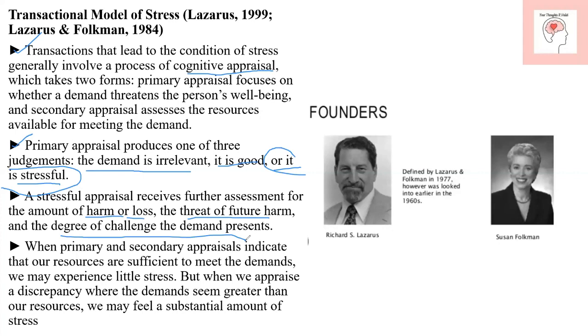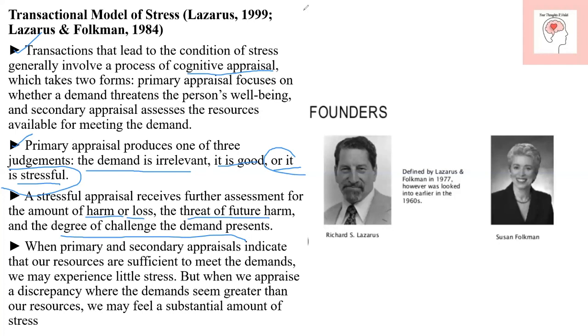Then, when primary and secondary appraisals indicate that our resources are sufficient to meet the demands, we may experience little stress. But when we appraise a discrepancy where the demand seems greater than our resources, we may feel a substantial amount of stress. Okay, so now when we have considered both the things, the threat and the resources available, if the resources are sufficient to meet the challenge, then there is very little stress. But if the demands are too much and you don't have enough resources to cope with that situation, then there will be a lot of stress.